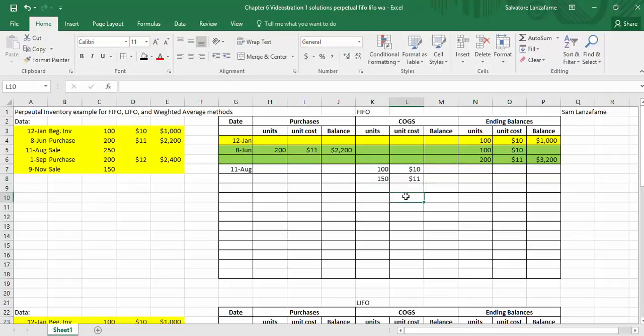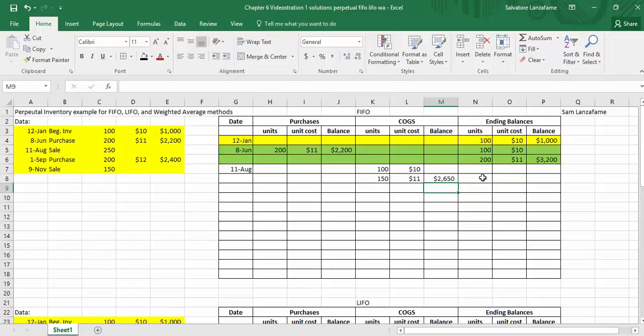So again, according to the yellow data box to the left, I sold 250. I had 300 available. I have to sell the first 250. So let's see what that total comes out to. 100 times the 10 plus 150 times the 11, and that gives me 2,650.